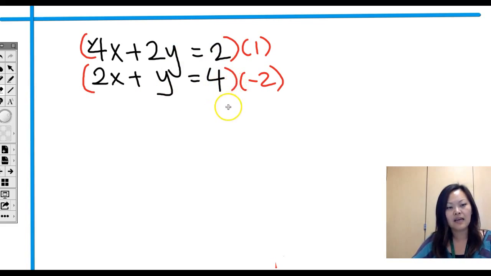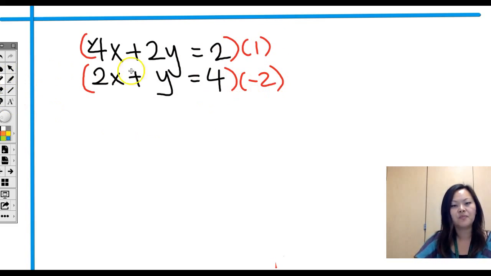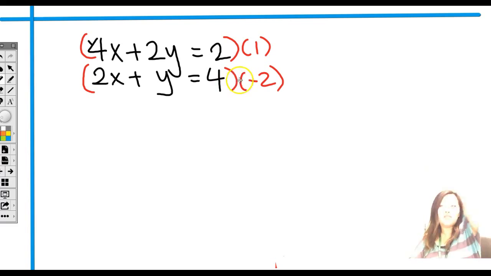And then just like we said earlier, we're going to multiply the top by 1 and the bottom by negative 2. Now it's really important that you remember when we do this that we multiply every single one by 1 and every single one by negative 2. That's why I put everything in parentheses. So let's go ahead and do this.